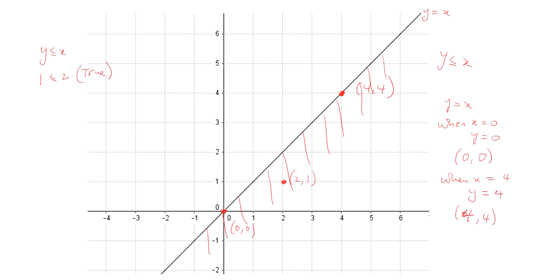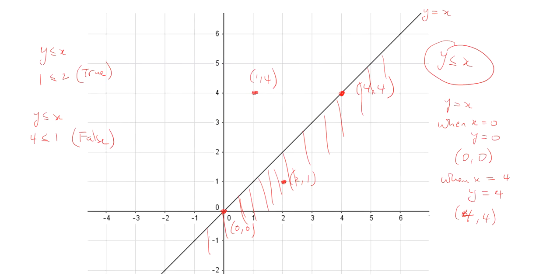If I choose a point that is, let's say, 1, 4, this one here, and y is less than or equal to x, then 4 is less than or equal to 1. That is a false statement, that is not true. So this is the region here for y less than or equal to x.